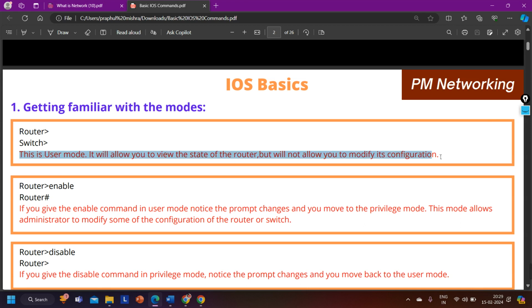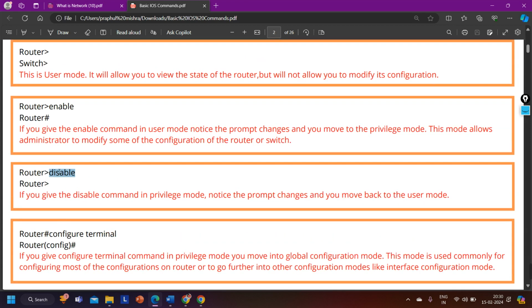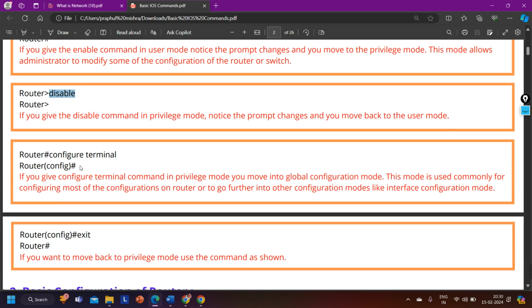So we will discuss about the modes of routers as well, right? The first command is enable command. Then again, if you want to move in user mode from the privilege mode, you can run disable command. Then to move global config mode, you need to run this command. Like you will do the actual configuration on router in this mode only. This is configuration terminal mode, global config mode you can say, right? So to move in global config mode, you will run this command, okay?